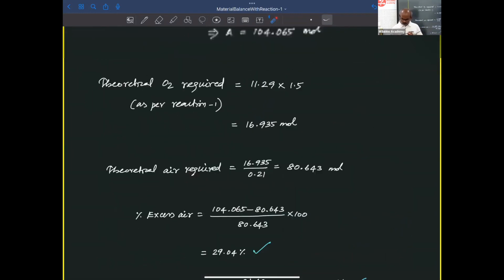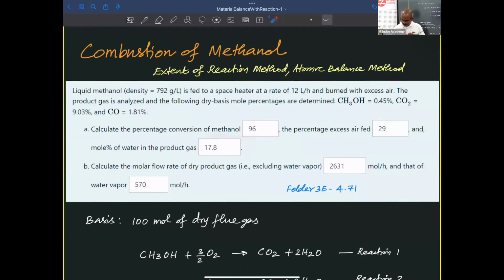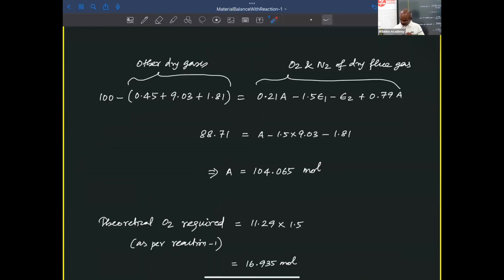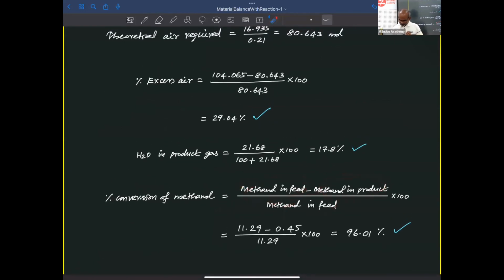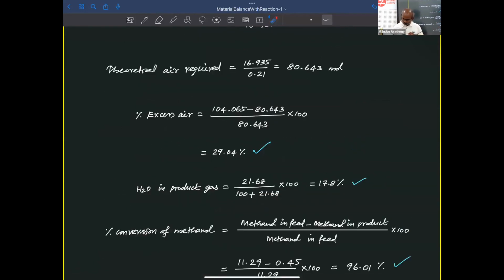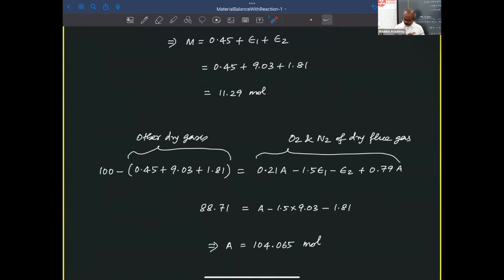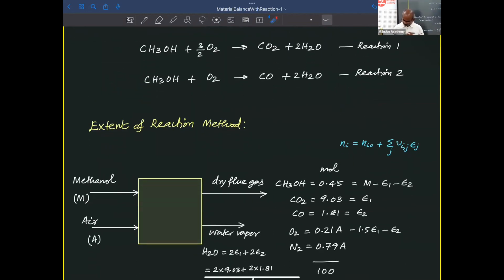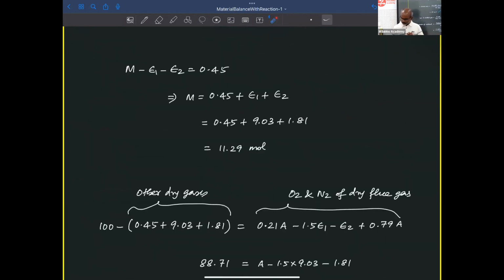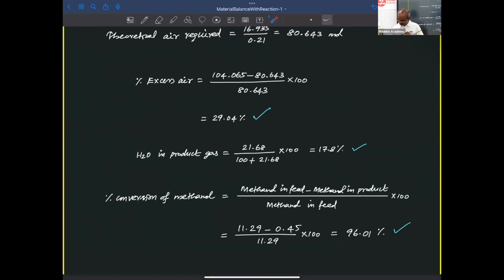Now, the first point, the percentage conversion of methanol. Conversion is what is entering minus what is leaving, divided by what is entering. We have a feed of 11.29 mole of methanol entering, and the product has 0.45 mole, since methanol is also leaving unconverted. So methanol in feed minus methanol in product, divided by methanol in feed, gives the percentage conversion of methanol, which is 96%.